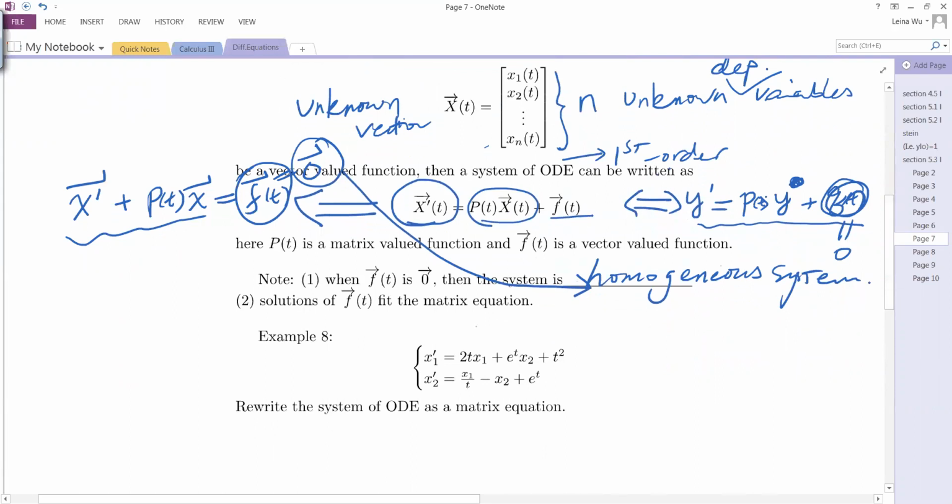Second note, oh, there's a typo, my bad here. Solutions of all of the solution will be x, right? Solution will be x of t. They should fit the matrix equations. Not solutions of f of t, my bad there.